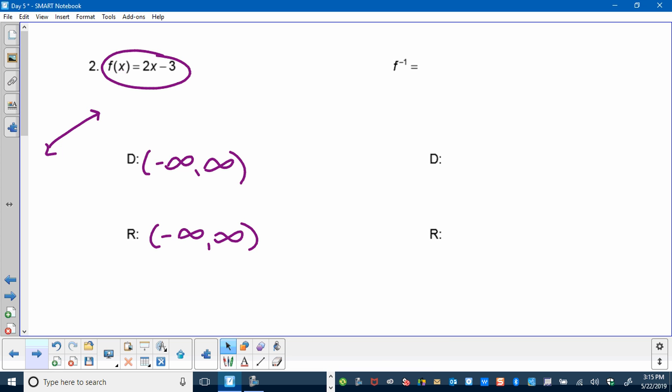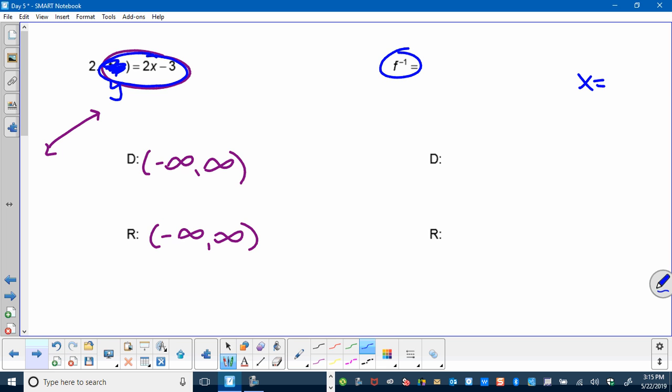Now, for the inverse of that function, you're literally going to switch your x and your y. But I don't see a y over here in my purple function. Oh yeah, f of x is y. So I'm going to switch my x and my y all the way over on the right. I'm going to leave all this space, and I'm going to write x equals 2y minus 3. We're going to switch them.